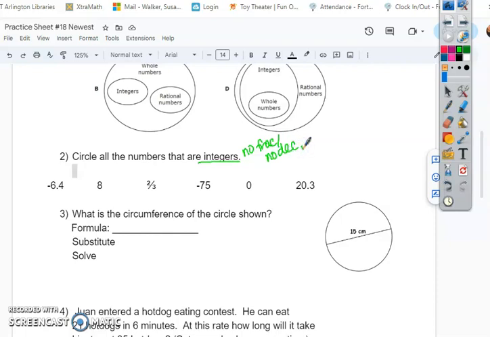Okay. Number 3, what is the circumference of the circle shown? So you know we need to label this radius or diameter. Now look at the formula chart. You're going to do that one without me. We've done circumference so many times. Look at your formula chart.